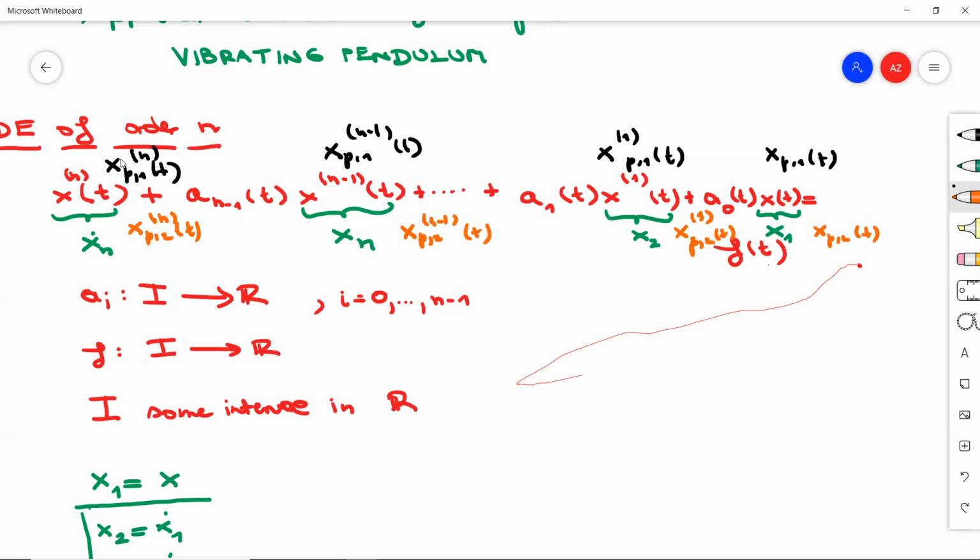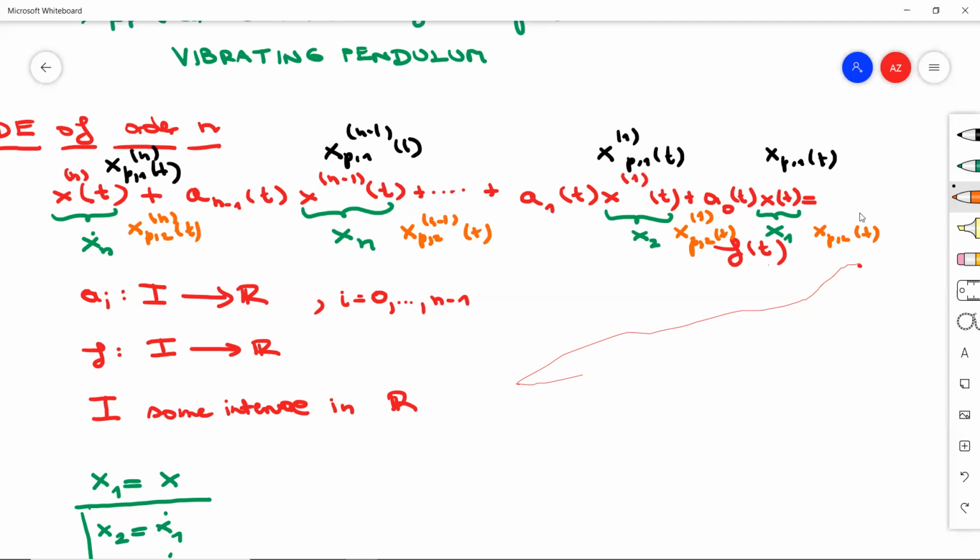And if we subtract them, what happens on the left-hand side? We get xp1 minus xp2 and derivative plus a_(n-1) times xp1 minus xp2 and (n-1)th derivative and so on. So on the left-hand side, we get the same as if we plugged in for x the difference between xp1 and xp2, while on the right-hand side, we get f(t) minus f(t), so we get 0.